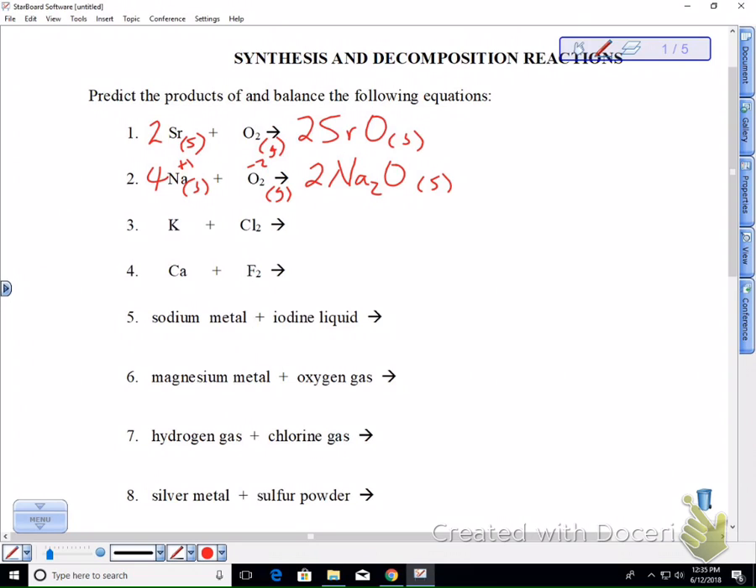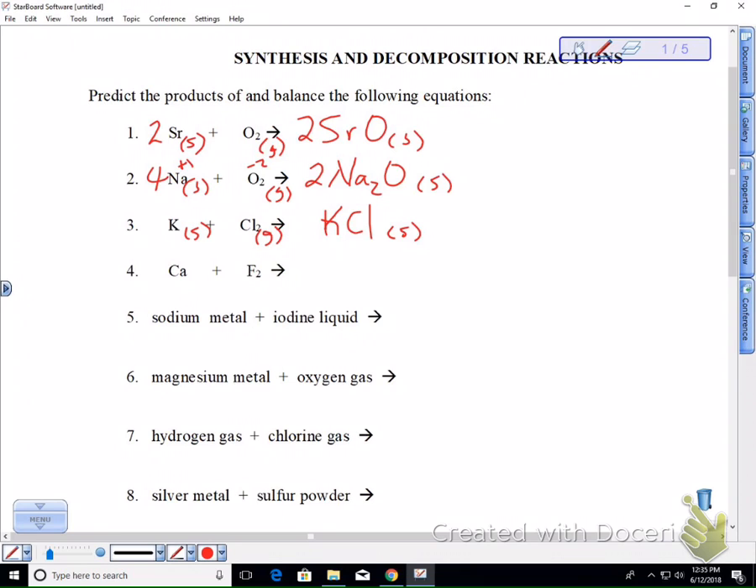All right, number 3, potassium and chlorine, +1, -1. Those are what those two elements' charges would be. So those would go right together to make KCl, not KCl2, KCl, which would be a solid. Chlorine's a gas and a solid.